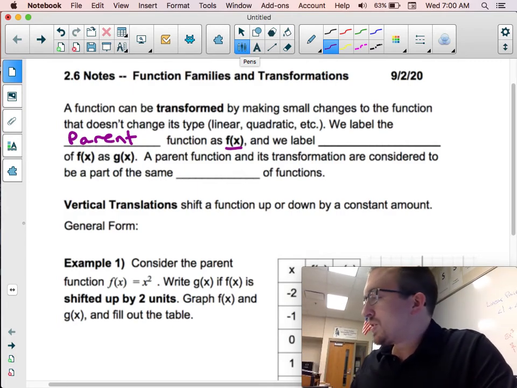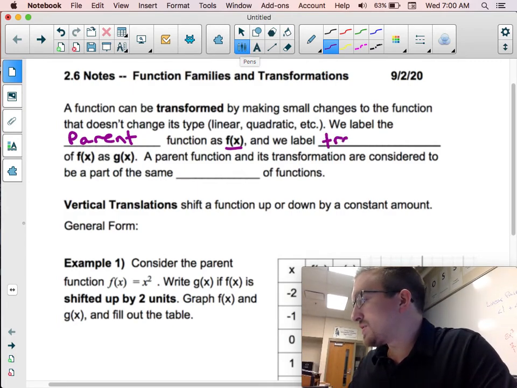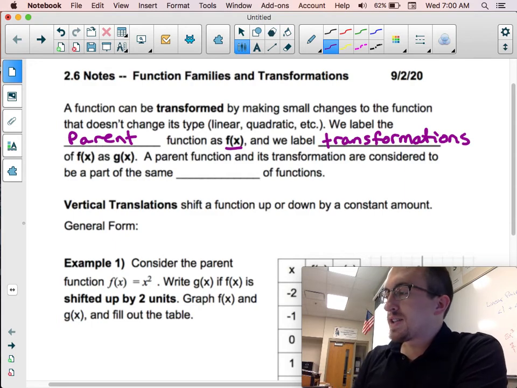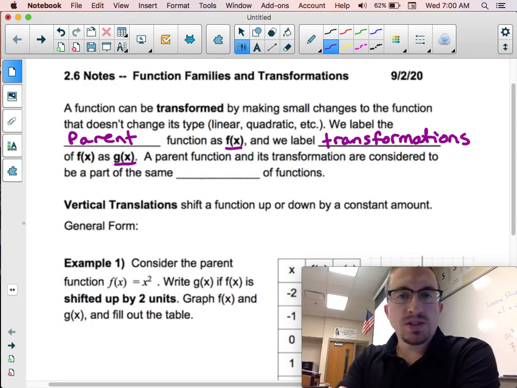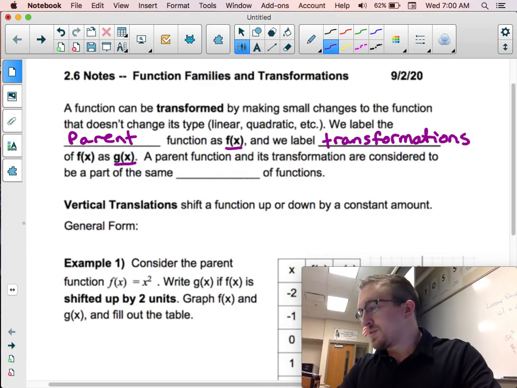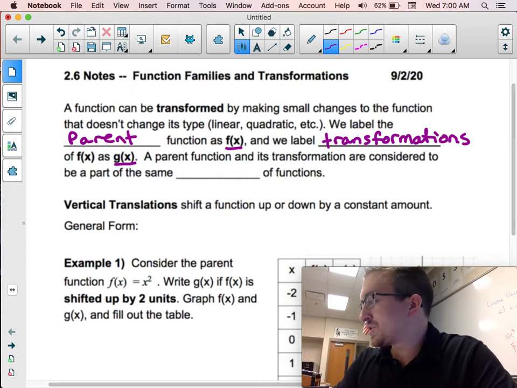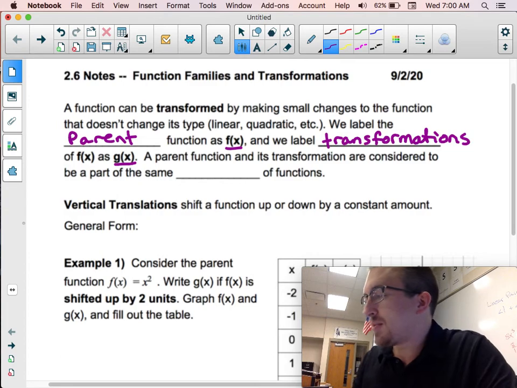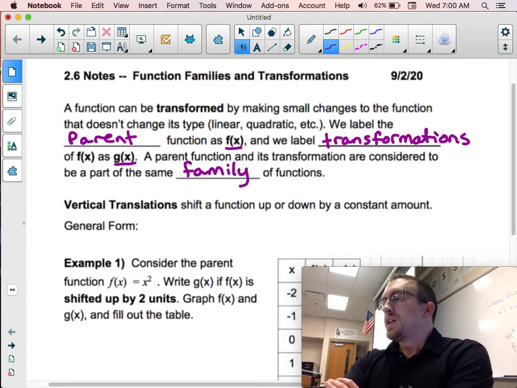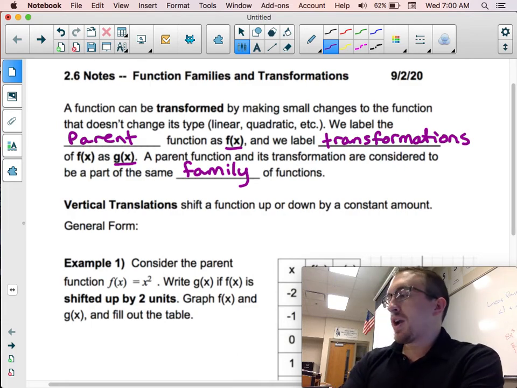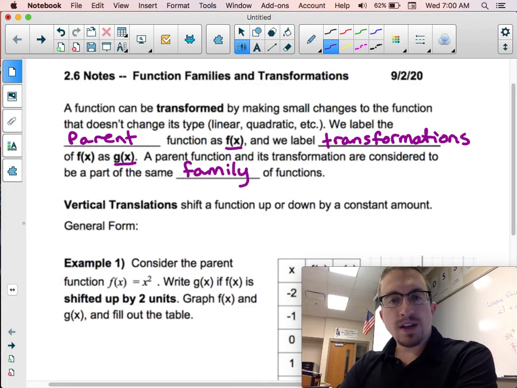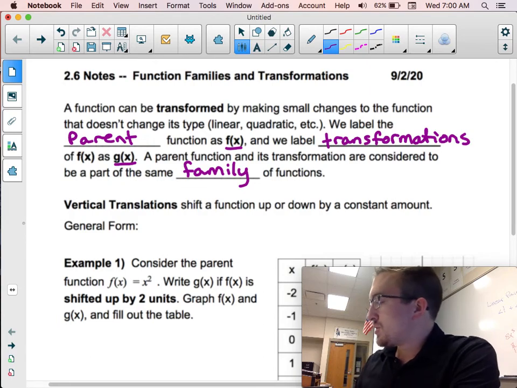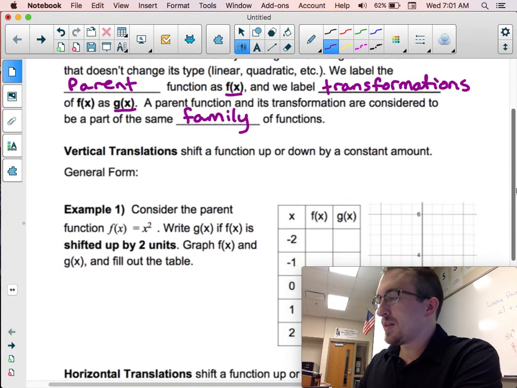And we label transformations of f of x as g of x. Again, that's just a choice going way back in algebra. A parent function and its transformation are considered to be a part of the same family of functions. So we just want to get used to the language here. Parent functions are the simpler functions f of x, and then when we change them, they'll be transformations, but they'll all be a part of the same family.